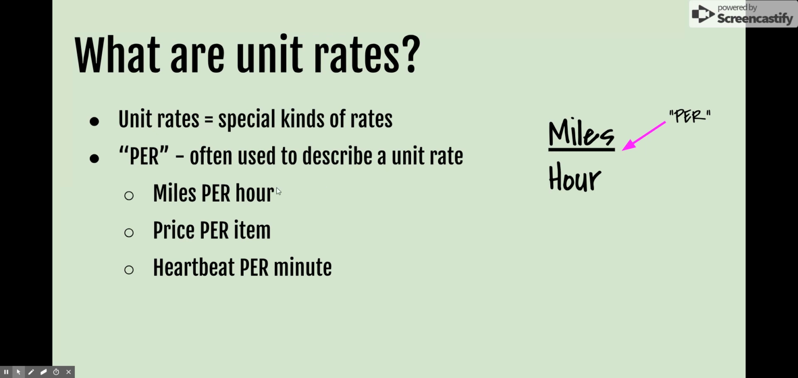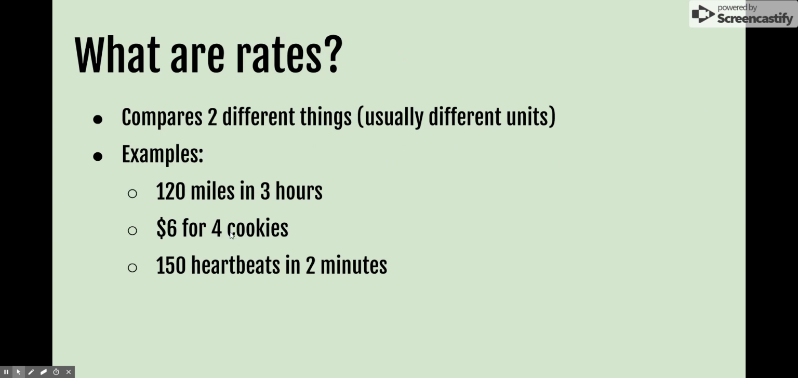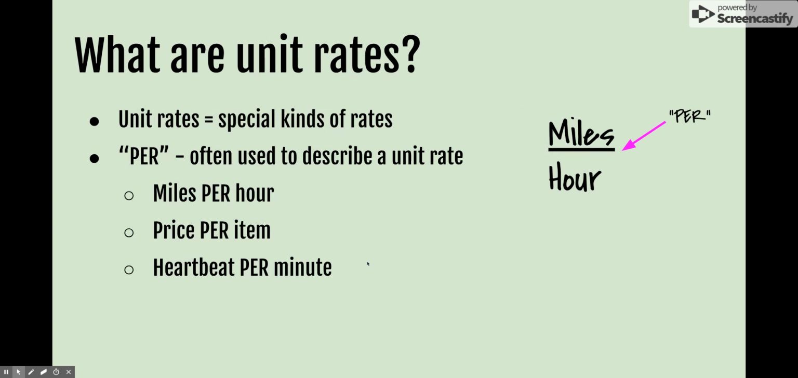So if I talk about miles per hour, in just 1 hour, how many miles can I go? How much am I paying for just one item? Not 4 cookies. I would want to know, how much am I paying for just 1 cookie? How many miles can I go in just 1 hour? How many heartbeats do I have in just 1 minute? That is the difference between a unit rate and a rate. We're figuring out how much it is for just 1 unit of something.